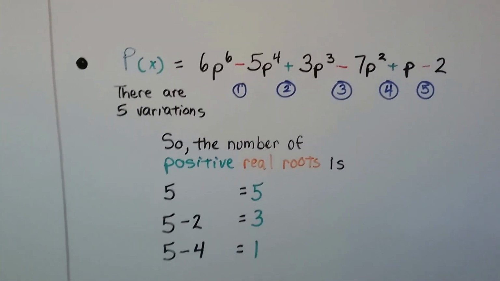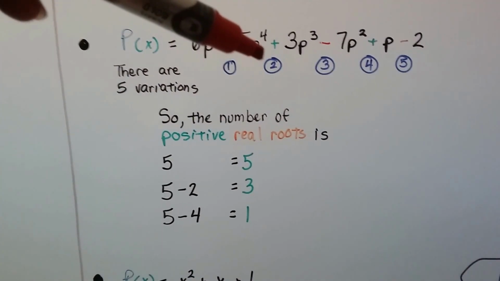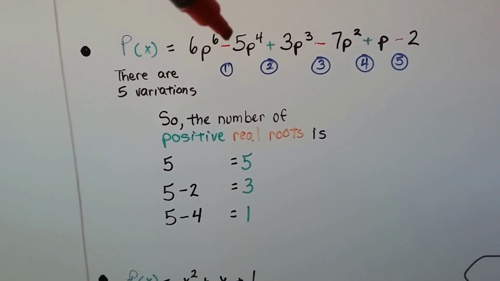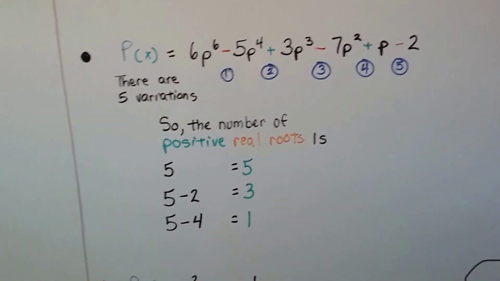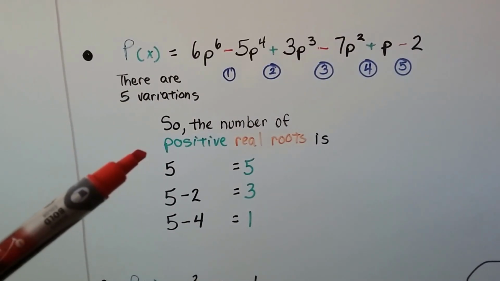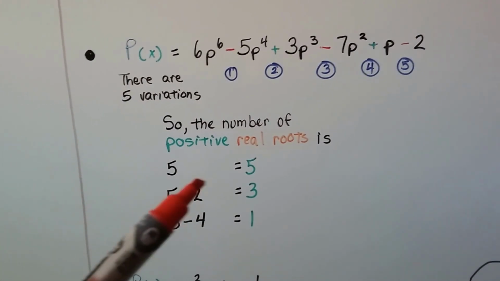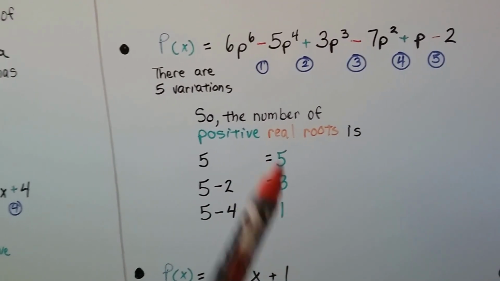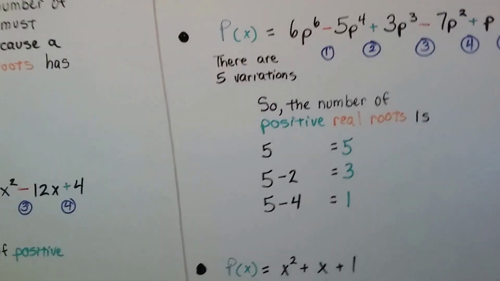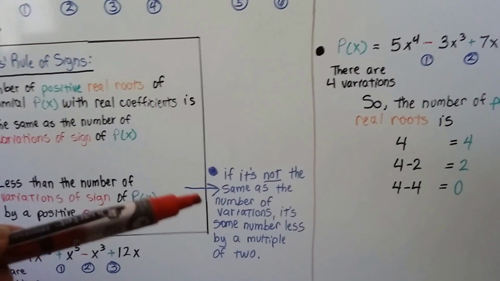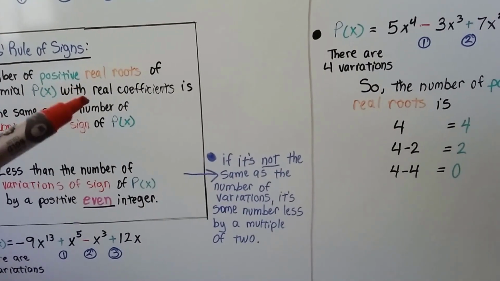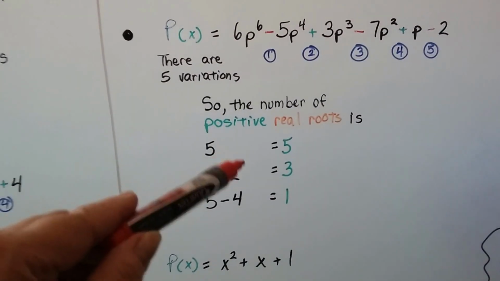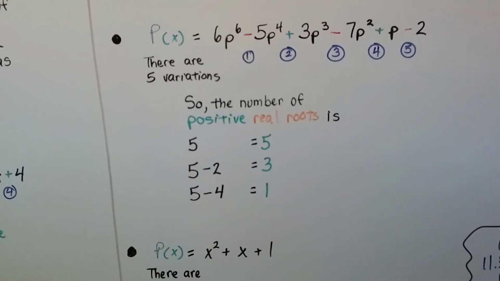Look at this one. There's 5 variations. It started positive, and then it went change, change, change, change, change. So the number of positive real roots is either going to be a 5, or a 5 minus a 2, or a 5 minus a 4. So that's going to make it a 5, 3, or 1. This doesn't have to be an even number. I don't want you to get confused about that. It's how much you're subtracting that's going to be an even number. So if it's not the same as the number of variations, it's some number less by a multiple of 2: 2, 4, 6, whatever.